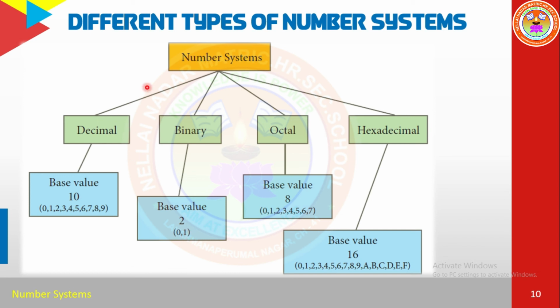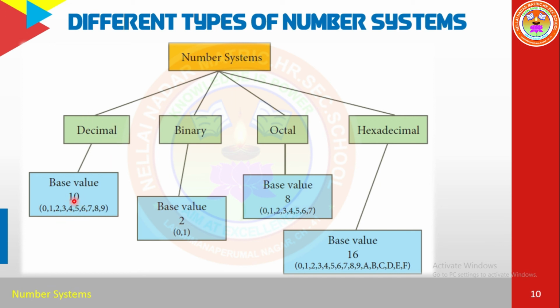The next system is decimal. This is another number system, decimal. What is the base value? 10. The starting value is 0, ending with 9. So totally how many values? 10 values. So the decimal number system holds 10 values.